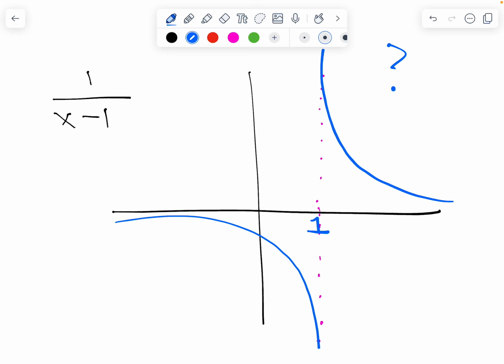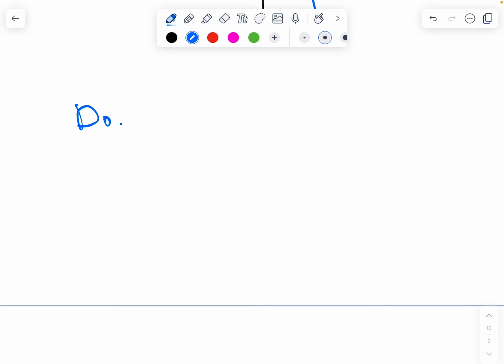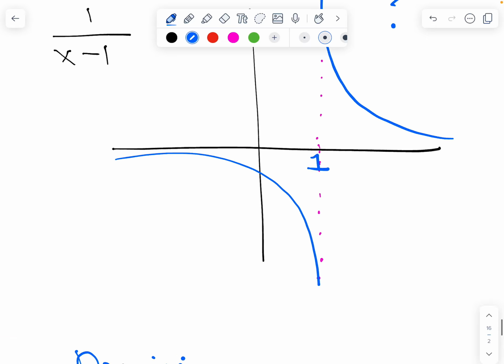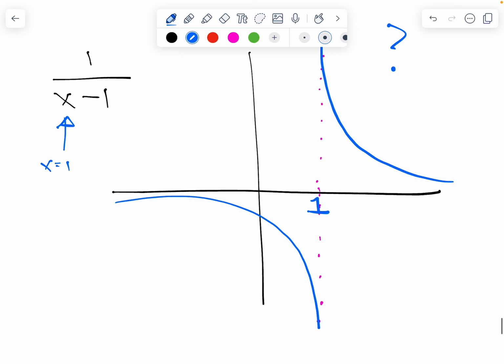And the answer to that is, number one, we have to first establish what the domain is. The domain, we talked about it as all the x values. Here we're going to be a bit more precise. Domain are all the x values that the function can handle. Okay, in other words, where it makes the function defined. So here, the function is not defined when x is 1. And so we say 1 is not part of the domain.